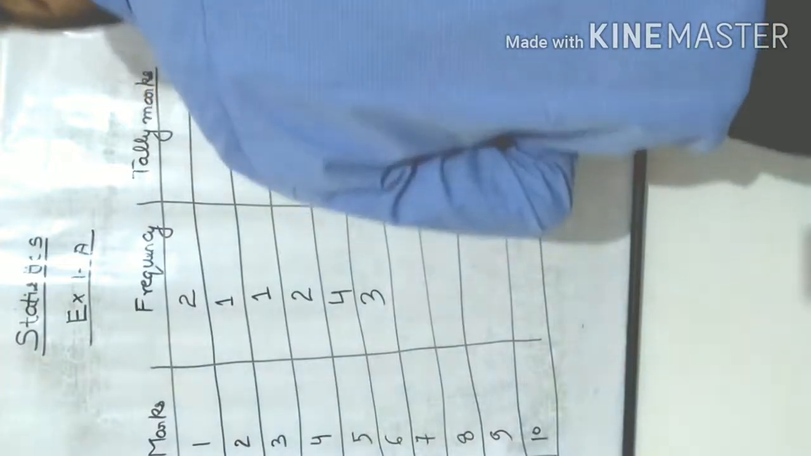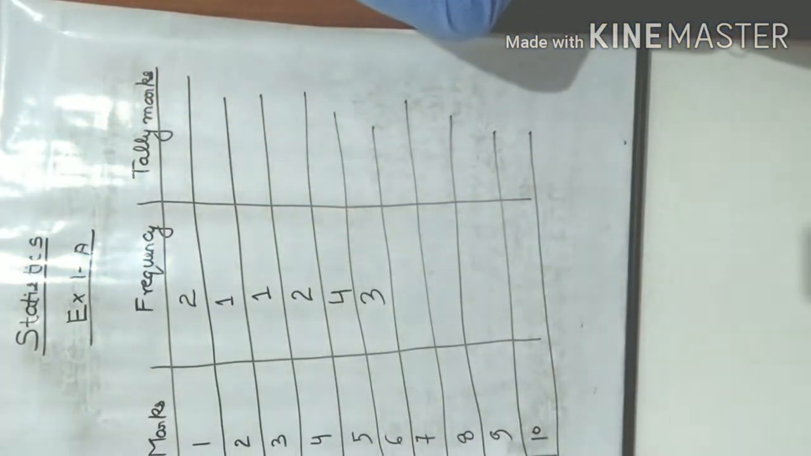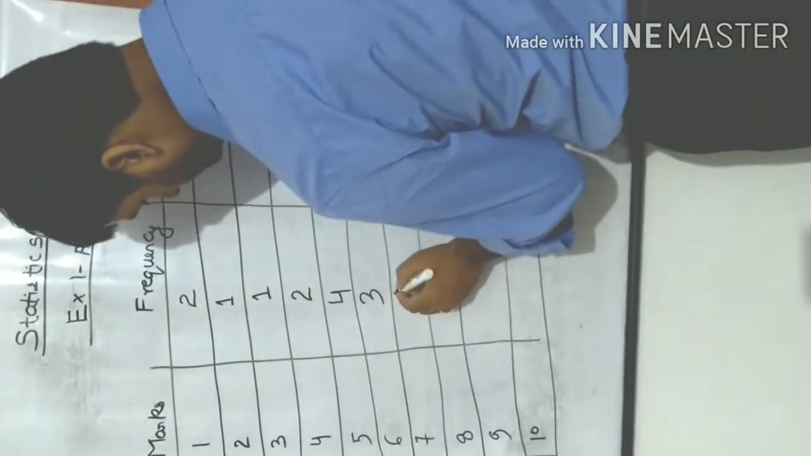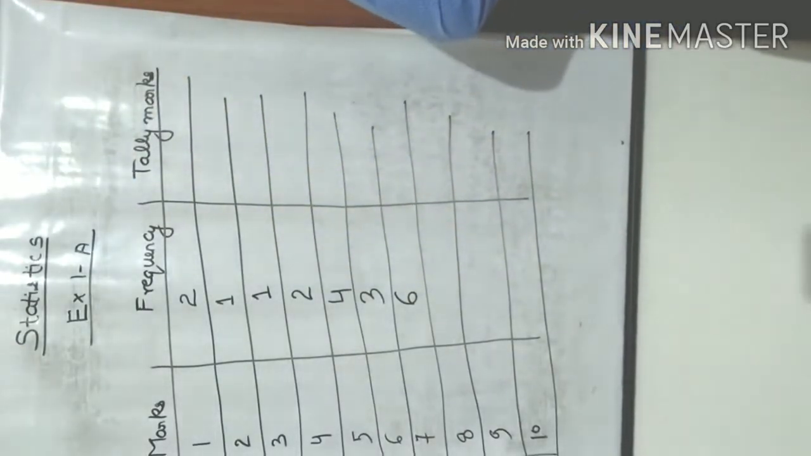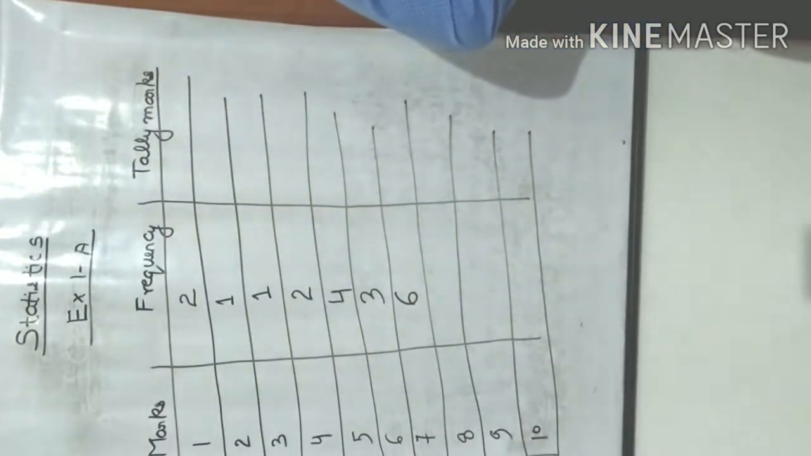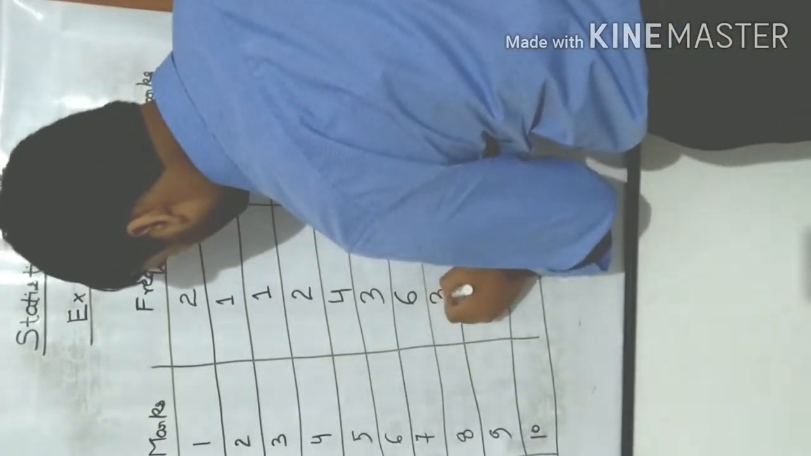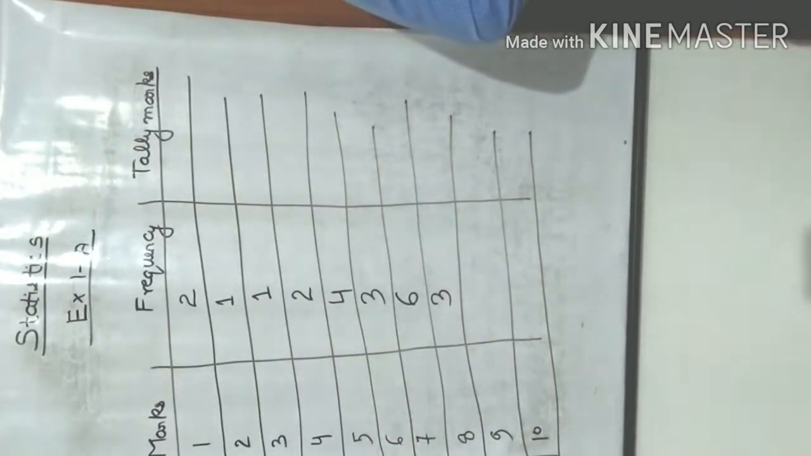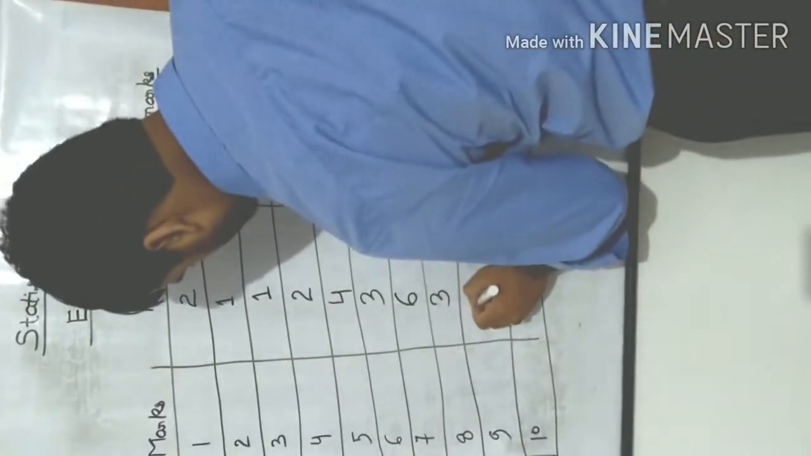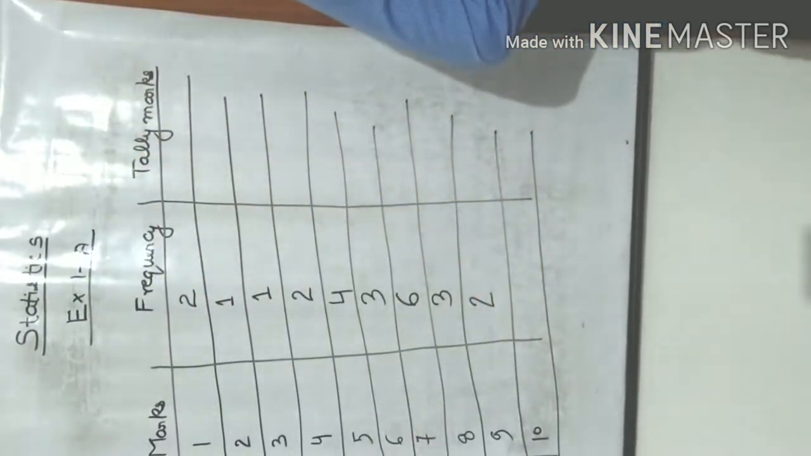Then how many have got 7 marks? 1, 2, 3, 4, 5 and 6. 6 students are there. Then how many have got 8 marks? 1, 2 and 3. 3 are there. Then how many have got 9 marks? 1 and 2. 2 students. Then how many got 10 marks? Only 1 student.